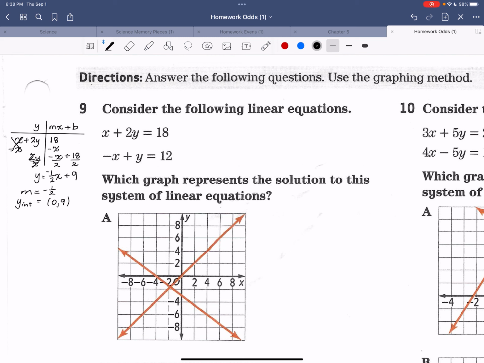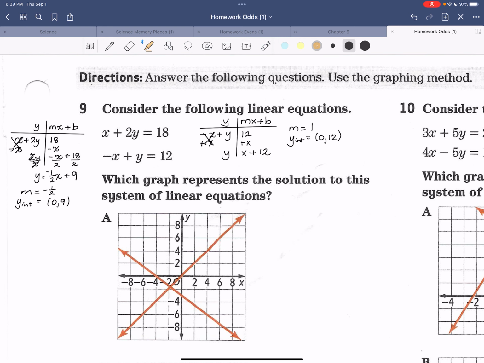All right, let me do the other one. Same thing, I'm going to put it in slope-intercept form. So I have y equals mx plus b as what I want. And what I have is negative x plus y equals 12. So I'll add the x to both sides and cancel, and I'm left with y equals x plus 12. So the slope on this one is positive 1, and the y-intercept is (0, positive 12).